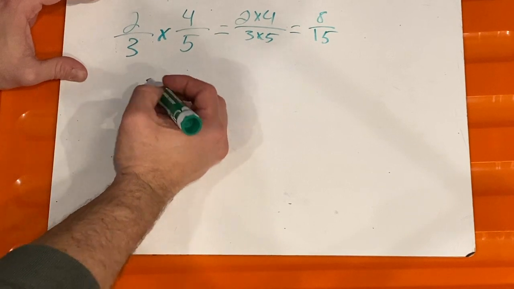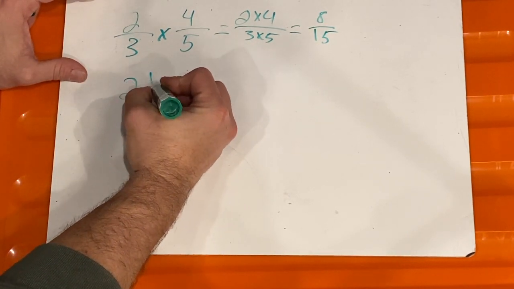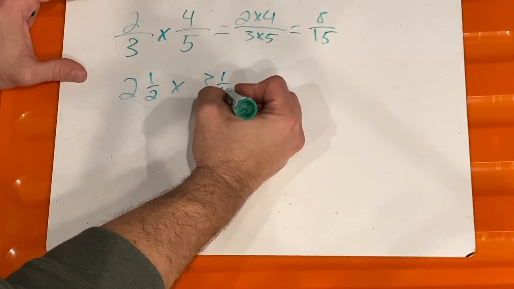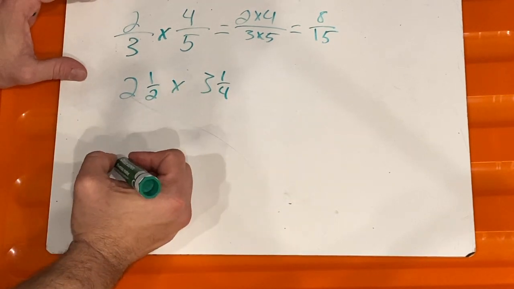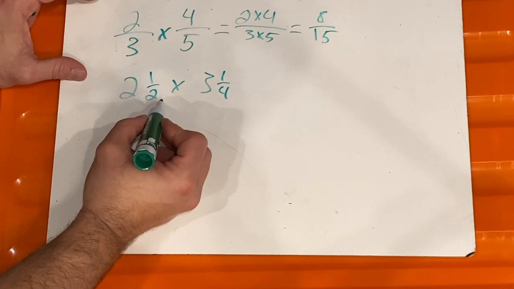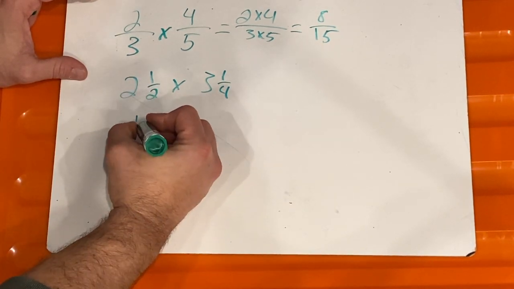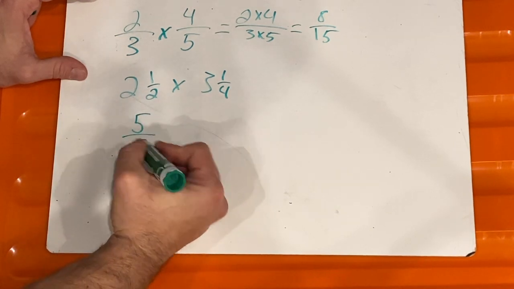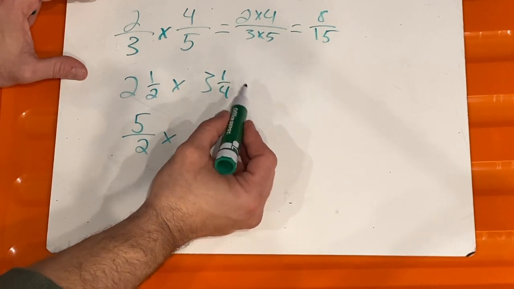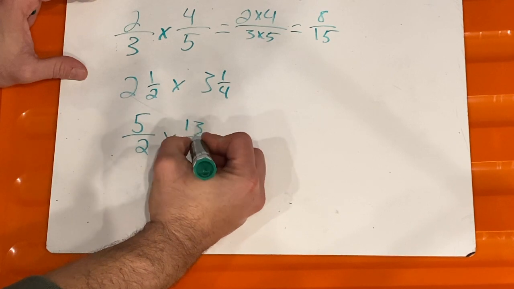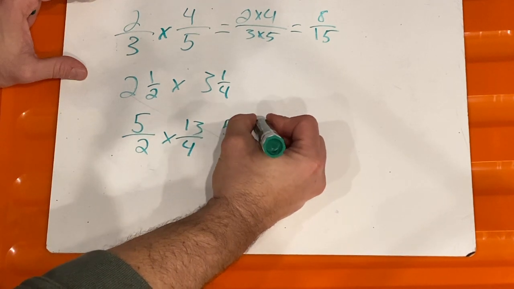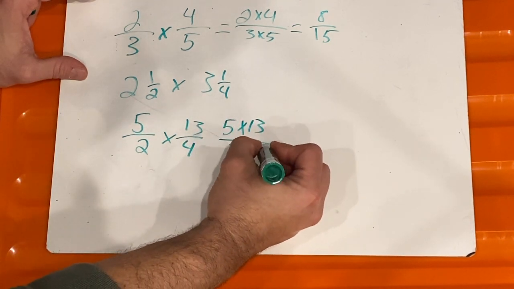When multiplying mixed numbers, like 2 1/2 times 3 and 1/4, you first have to turn the mixed numbers into improper fractions by multiplying the whole number times the denominator, 2 times 2, and then adding the numerator. So 2 and 1/2 is 5 halves, and 3 and 1/4, 3 times 4 is 12, plus 1 is 13, becomes 13/4. Then, just like above, we multiply the numerators and we multiply the denominators.